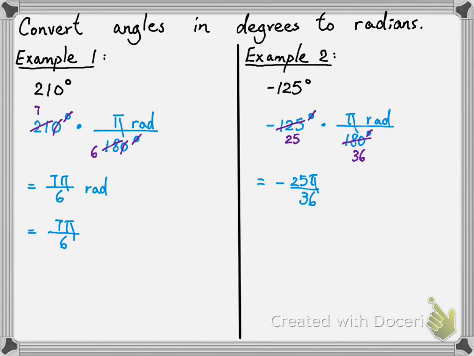And that's it. Negative 125 degrees equals negative 25 pi over 36.